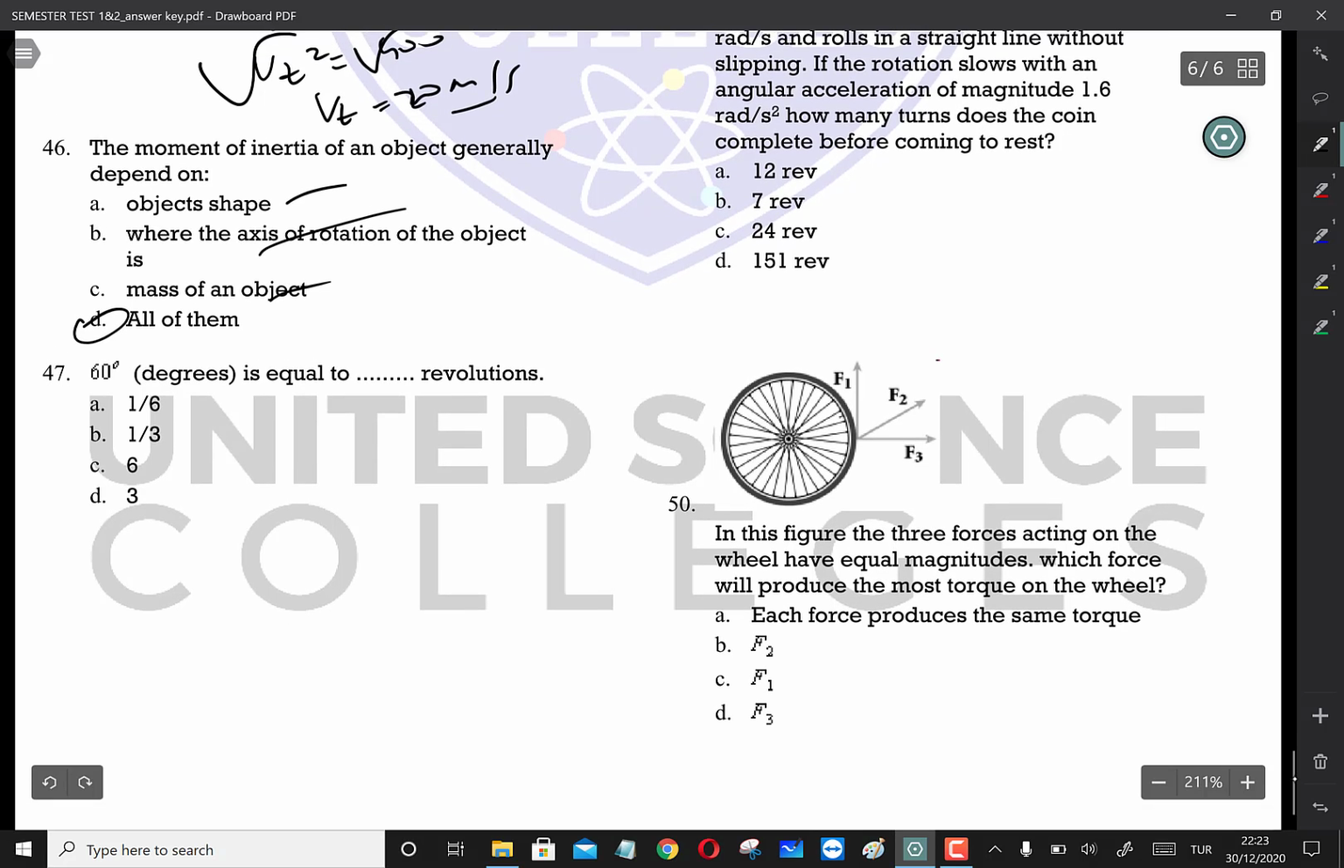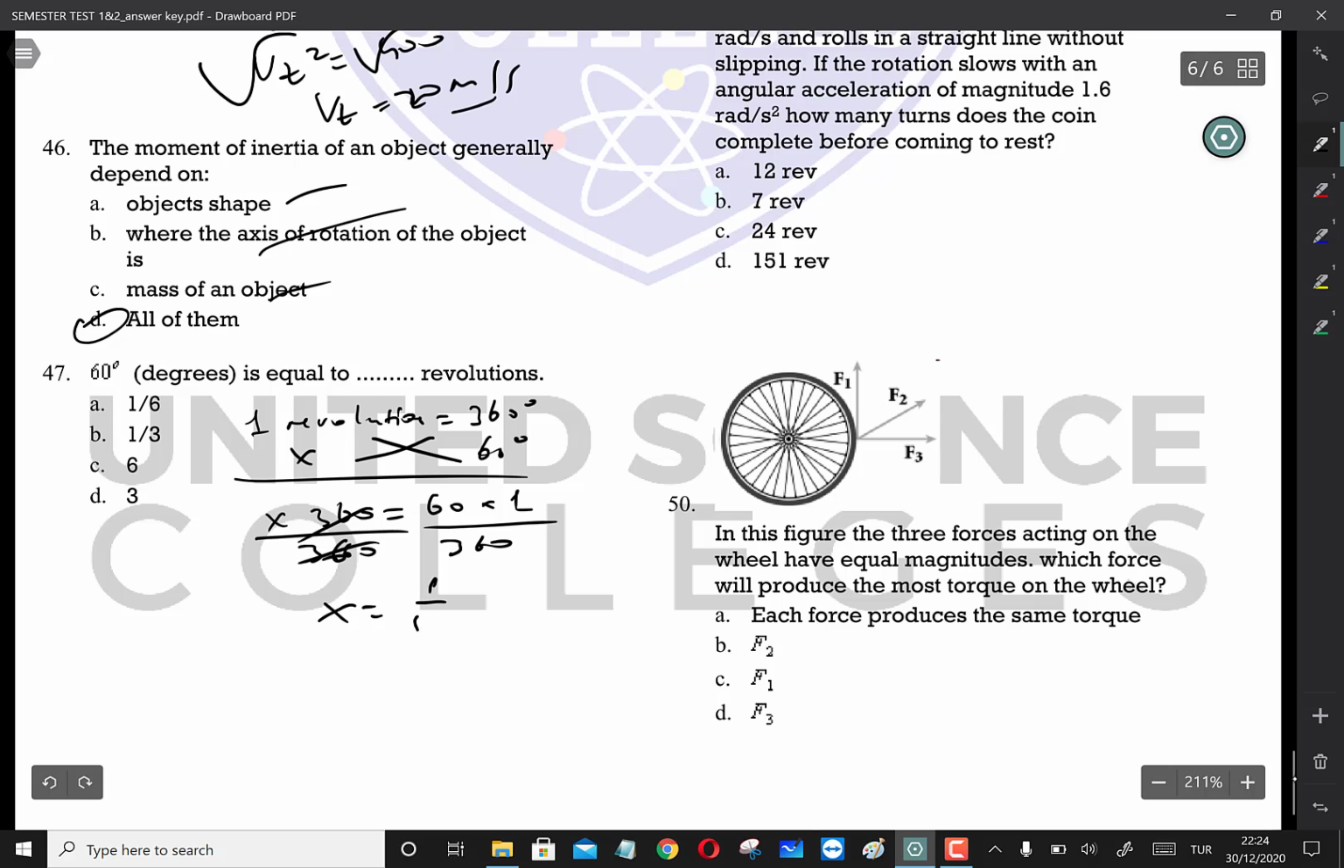60 degrees is equal to how many revolutions? We know that one revolution is equal to 360 degrees. So 60 degrees is equal to how many revolutions? Cross product. So x times 360 is equal to 60 times 1, divided by 360, x is equal to 1 over 6.